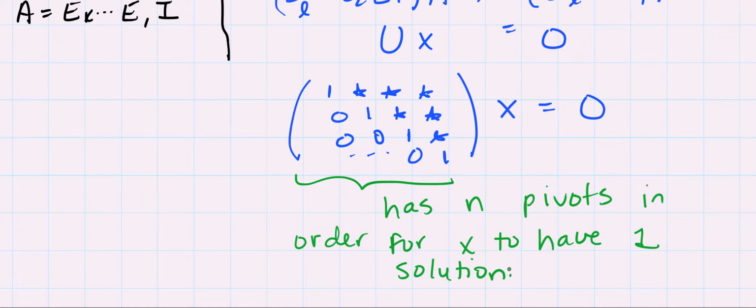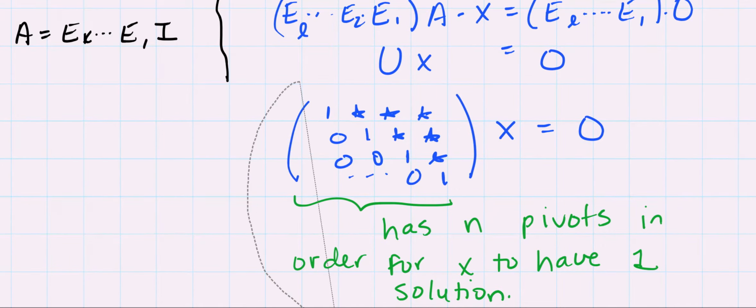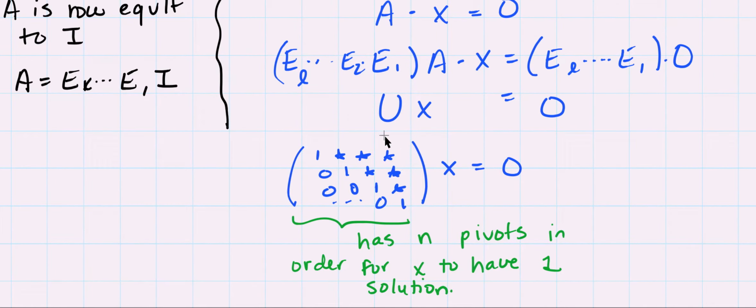Well, if it has n pivots, that means you can get it into reduced row echelon form, and the reduced row echelon form, because if it has n pivots, you can get rid of everything above, is going to be the identity matrix. So maybe I can make this a little bit smaller. We can continue from U. So we took A and multiplied A on the left by these elementary matrices to get U, but we can continue to multiply by elementary matrices to get the identity matrix.